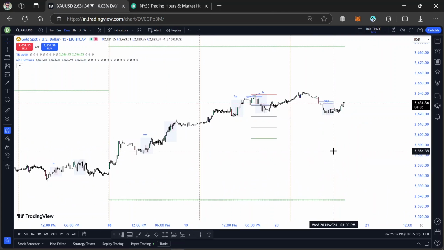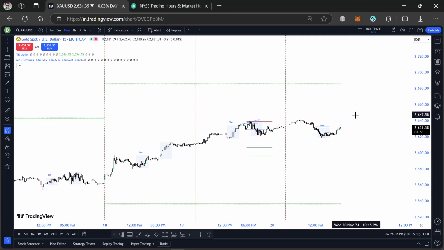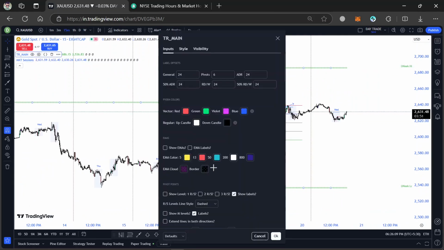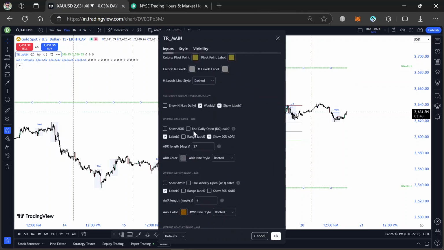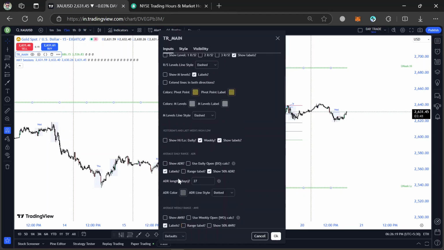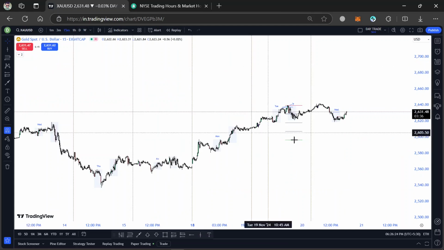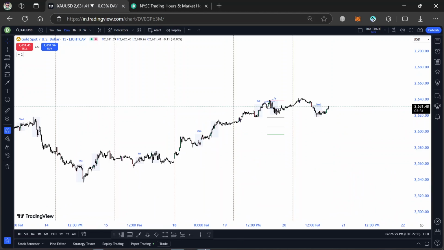My battery is low now. So I have this indicator, and I have market sessions on. Where is the last weekly low? So I have this on my indicators now.